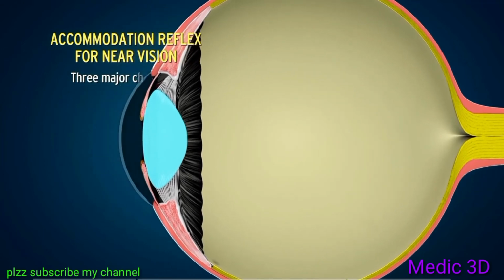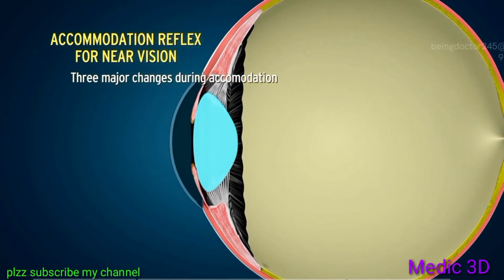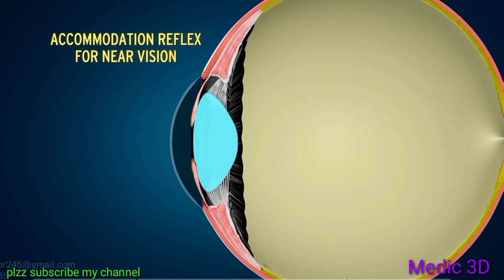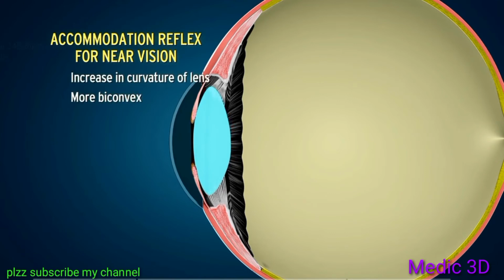The three major changes that are seen during accommodation are as follows. Constriction of ciliary muscles resulting in thickening of the lens. Constriction of pupil, thereby preventing the diverging light rays at the periphery of cornea and lens from entering eye. Increase in curvature of lens, making it more biconvex, resulting in increased refractive index.